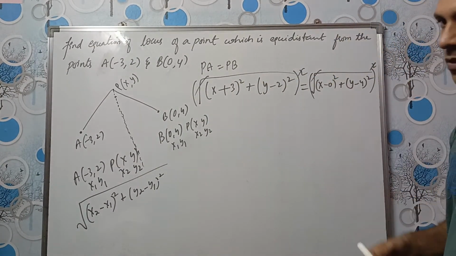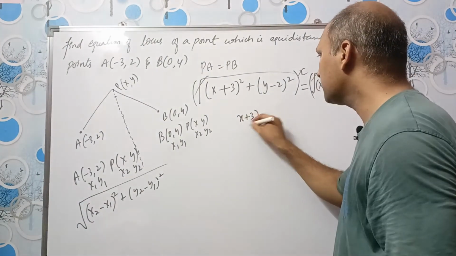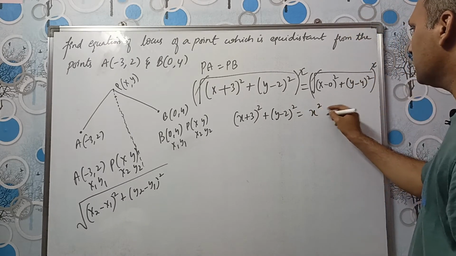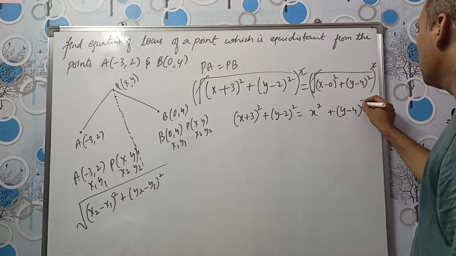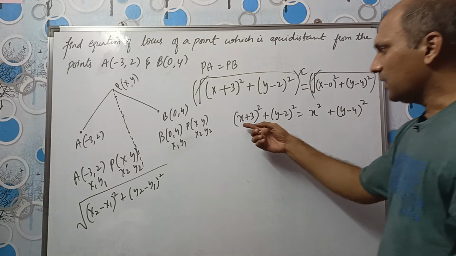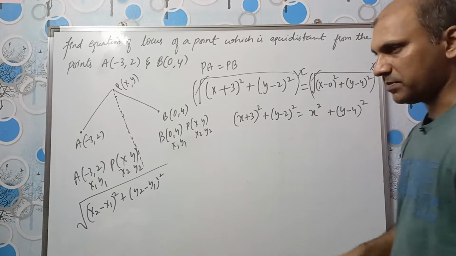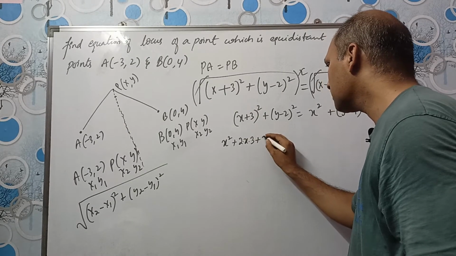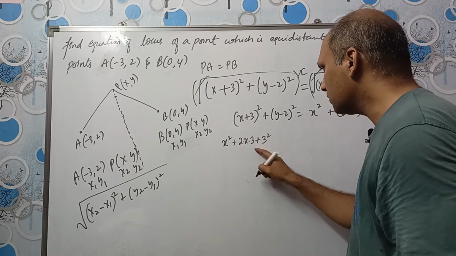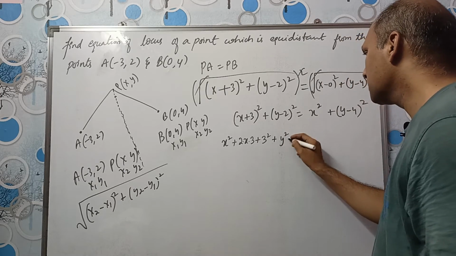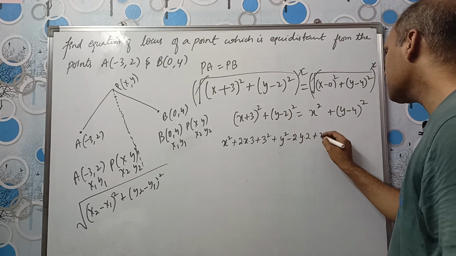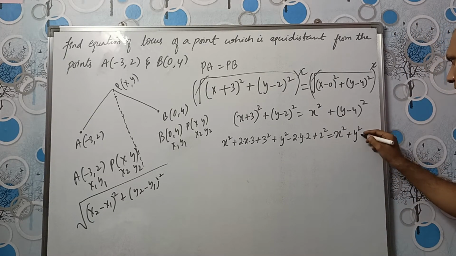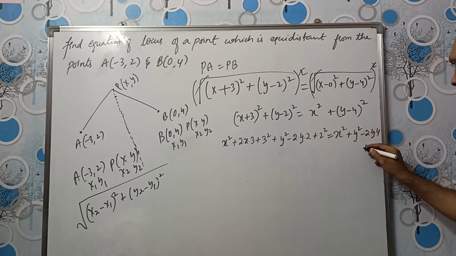How can we cancel roots? By squaring on both sides. So what are we left with now? We are left with x plus 3 whole square plus y minus 2 whole square is equal to, x minus 0 is x only, so x square plus y minus 4 whole square. Now the a plus b whole square expansion and a minus b whole square expansion here. a plus b whole square is a square plus 2 into a into b plus b square, so x square plus 2 into x into 3 plus 3 square. And a minus b here, so y square minus 2 into y into 2 plus 2 square is equal to x square plus, a minus b here again, y square minus 2 into y into 4 plus 4 square.